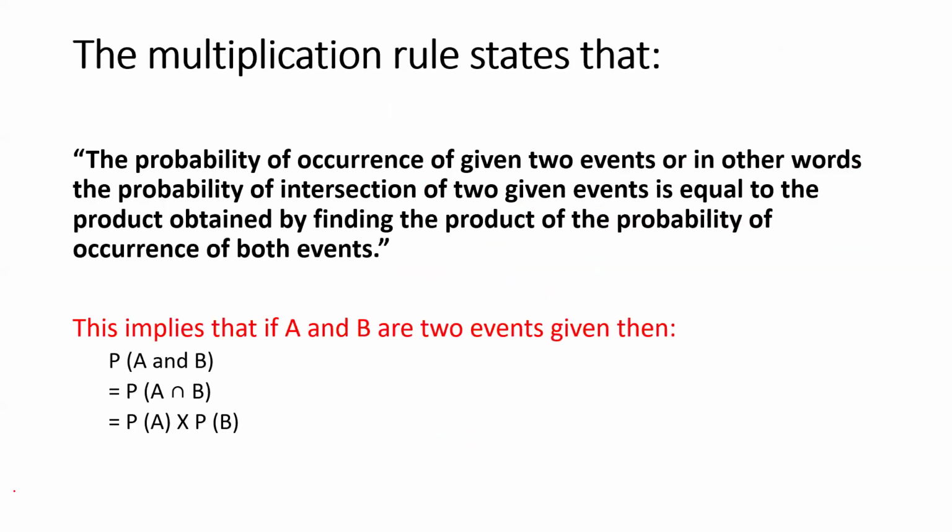So the multiplication rule, we see it with the word "and". When you see the word "and", it means that you must multiply. So the probability of occurrence of two events, or in other words the probability of the intersection of two given events, is equal to the product obtained by multiplying the probabilities of occurrence of both events. So if A and B are two given events, then the answer will be probability of A multiplied by probability of B. And I said you see it with the word "and".